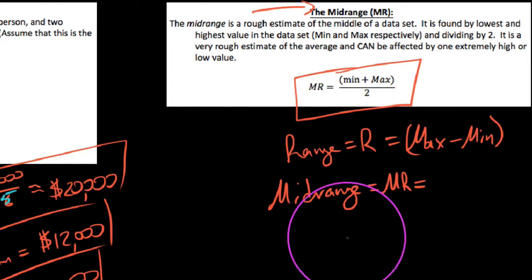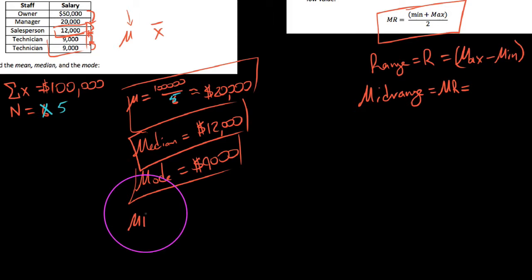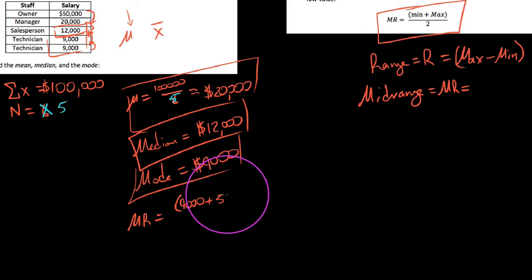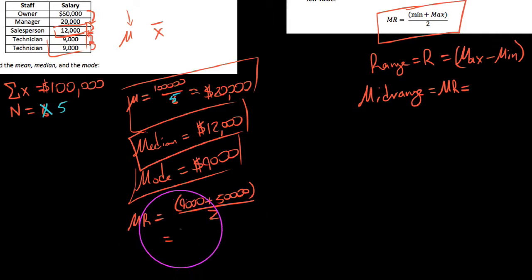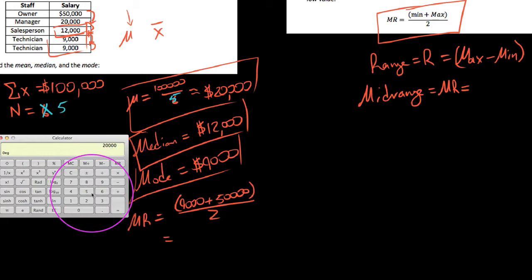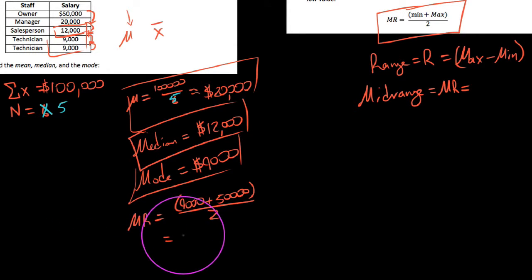In this case, our mid-range, abbreviated MR, would be our min, which is 9,000, plus our max, 50,000, all split 2 ways. So we end up with half of 59,000. 59 divided by 2 is 29.5. So we say $29,500, and this is in dollars.